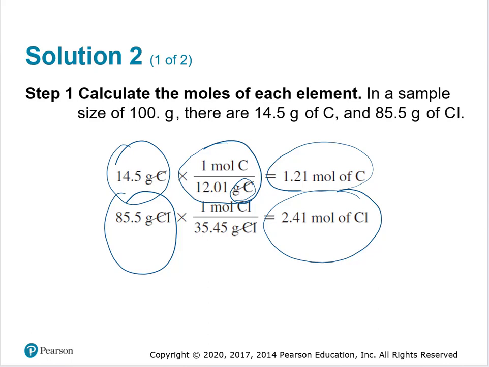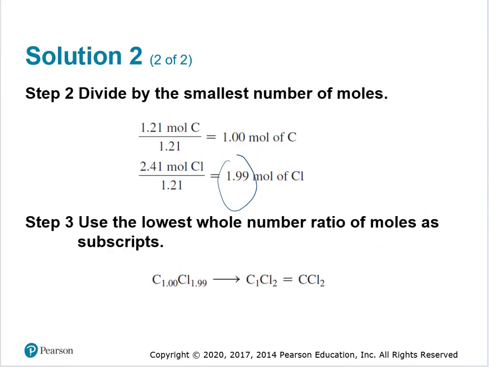So we're going to divide both of these by the smaller number, which in this case is the 1.21. So divide both by 1.21, that will give me 1 carbon, and 2.41 divided by 1.21 should give me 2, or 1.99 is what your calculator would say, and we can round that to 2. So we would have CCl2.